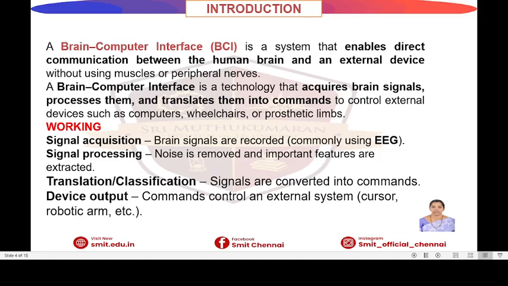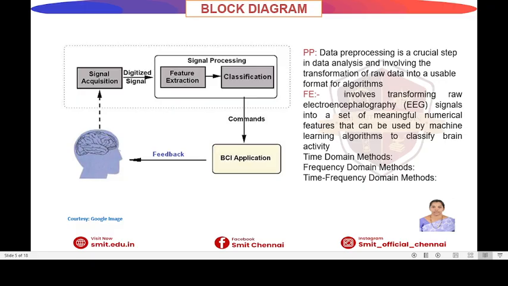What is the working flow here? First, we get the signal with the help of EEG, that is the brain signals are recorded with the help of EEG. From that, the next block will be the signal pre-processing. Here the noise is there and we have to remove that noise, and also important features are extracted, that is the feature extraction part. Third one is translation and classification, which is converted into commands that are given as the device output, which may be in the form of commands to control external systems, such as a computer and also a robotic arm. This is the general block diagram of BCI.